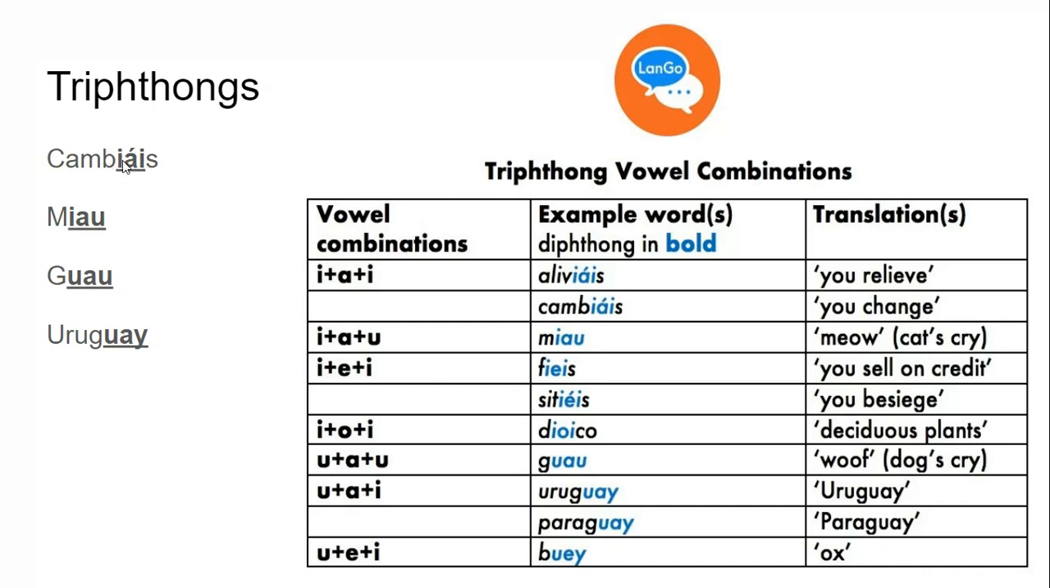Notice these are both weak. This one's strong. Miau, I-A-U, both weak. This one's strong. Guau, U-A-U, wow. This is a sound a cat makes, miau. This is a sound a dog makes, guau. Or a word like Uruguay, where we can see Y as a vowel. 2 weak ones around a strong one.